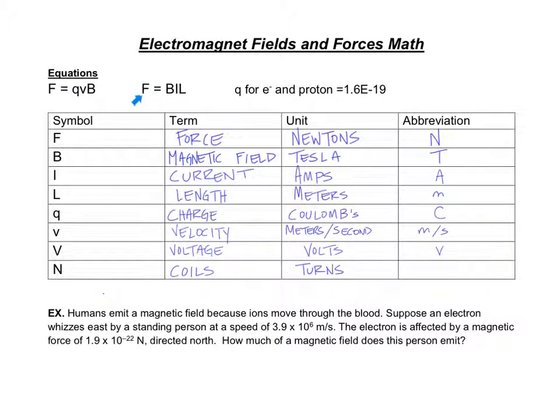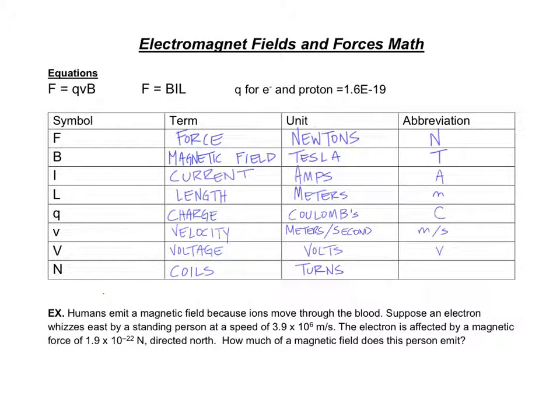Our next equation is force equals BIL. In other words, the electromagnetic force is equal to the magnetic field times the current times the length. A lot of times if we're talking about a wire, we'll be given a length of wire, and the current that's running through the wire exerts a magnetic field. So the magnetic field times current times the length of that wire can give me the magnetic force.